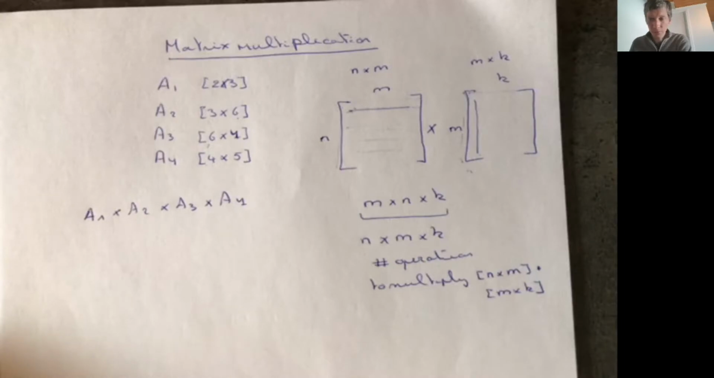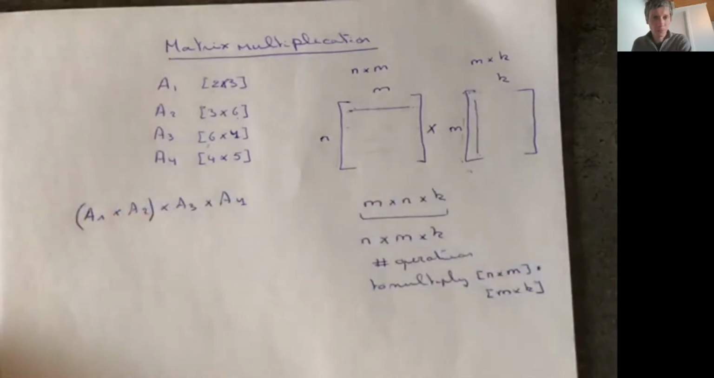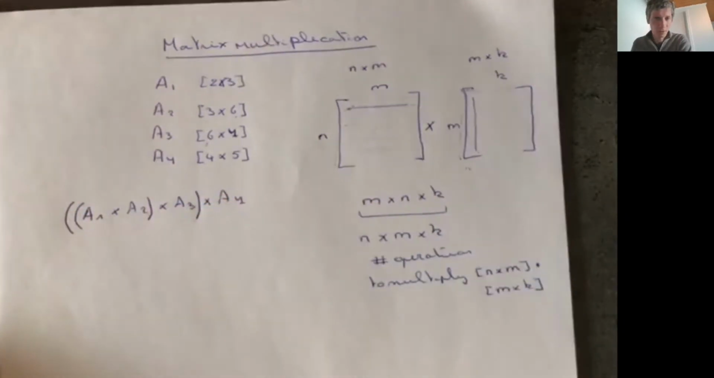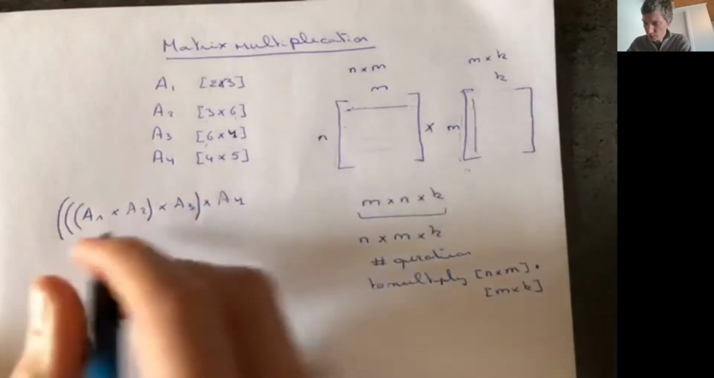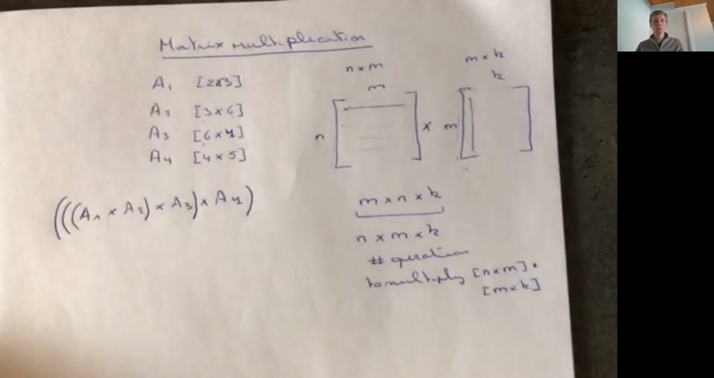And you know that, for example, what you could do is first multiply A1 and A2 together. Okay, then take this result and multiply this by the matrix A3, and then finally multiply the result of these multiplications by A4. Okay, so this is one way in which you can multiply these 4 matrices together.